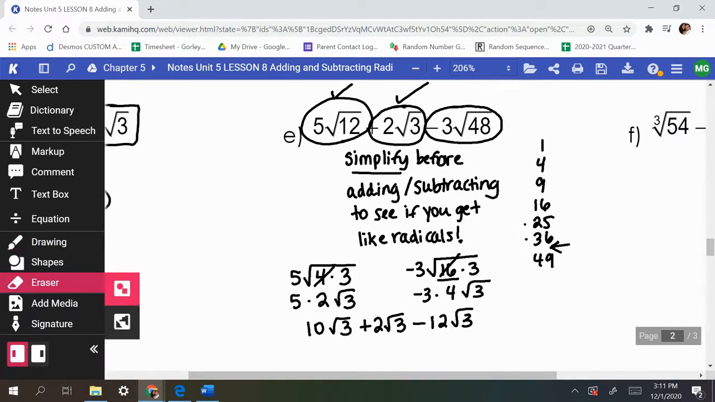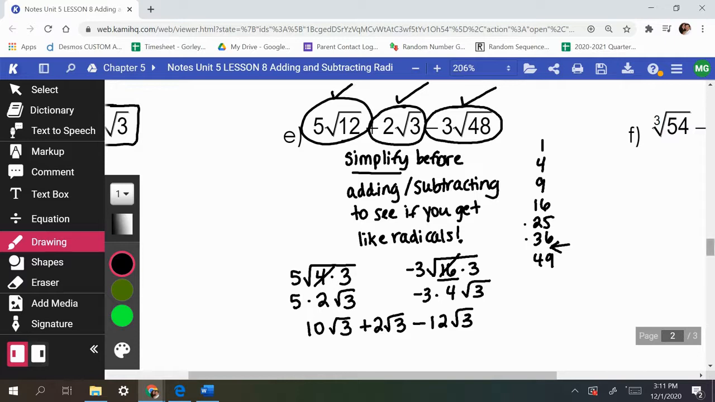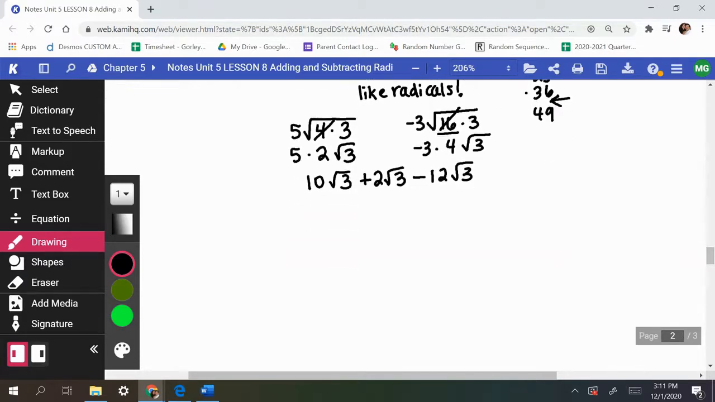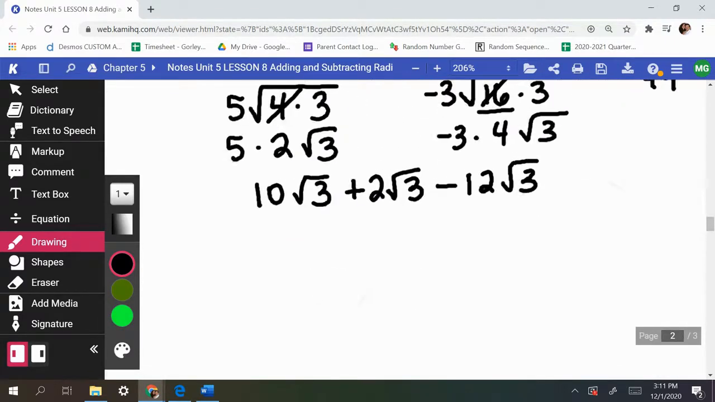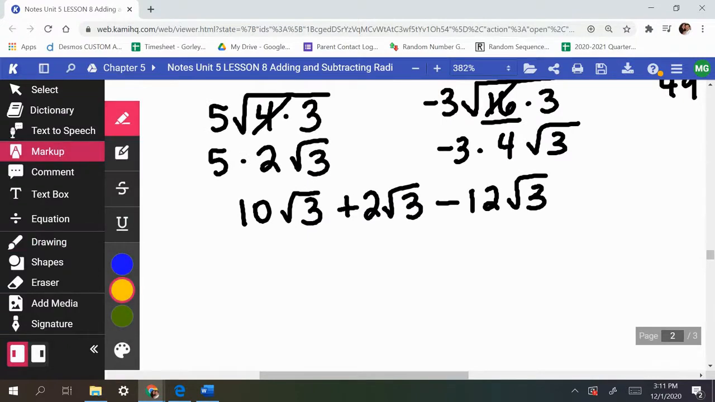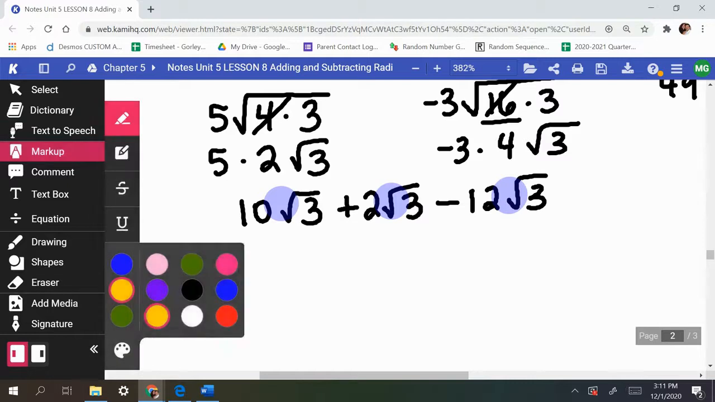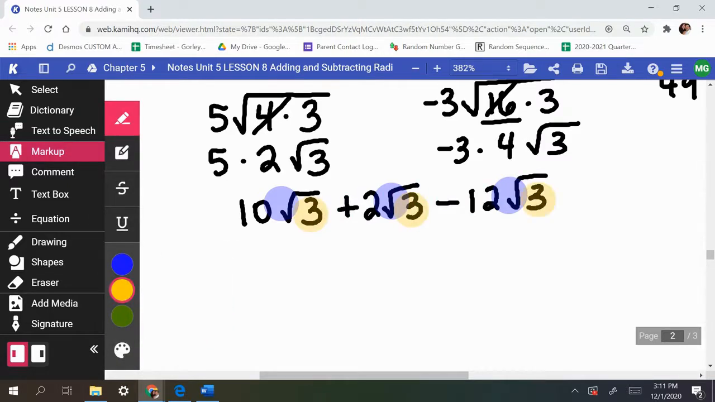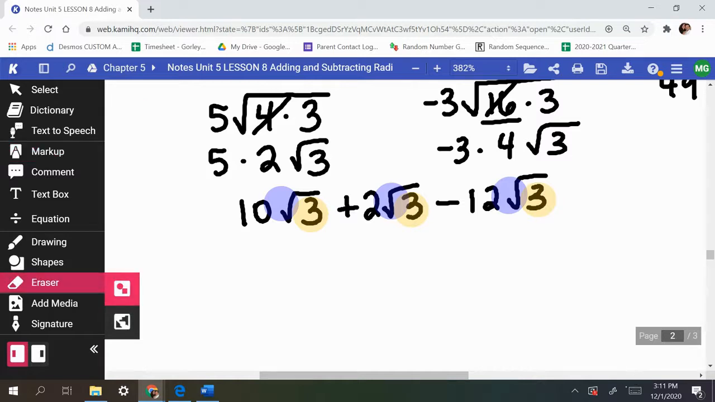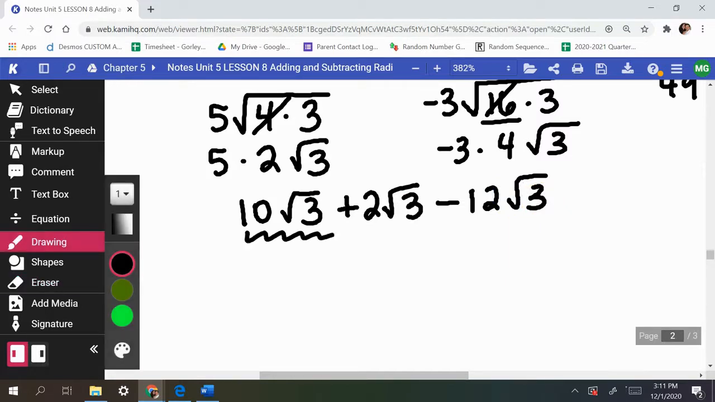Okay, now that everything is simplified completely, let's look to see if there are any like radicals. Remember, we're looking for the same index and radicand. They are all square roots. And if you look at what's under the radical, all three of them have a 3 as their radicand. Okay, so they are all like terms, so I can add the coefficients. So here if I have 10 root 3 and 2 root 3, that would give me 12 root 3.